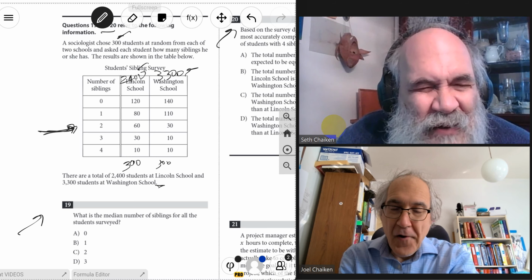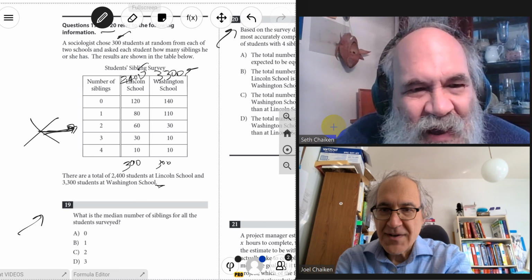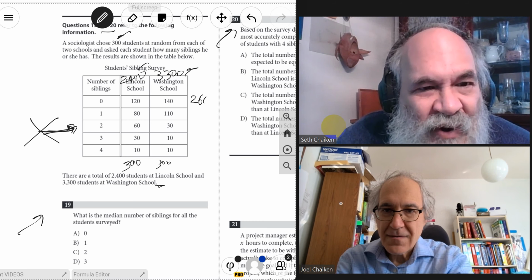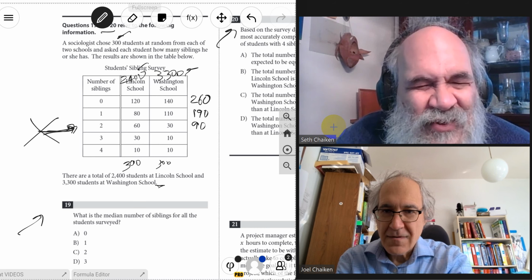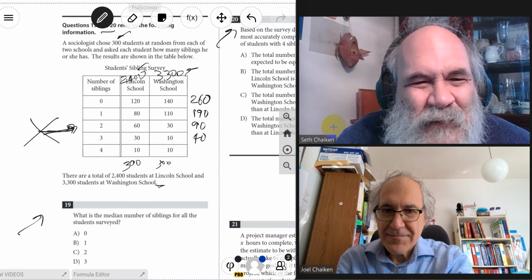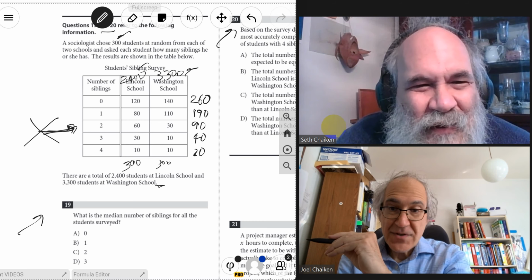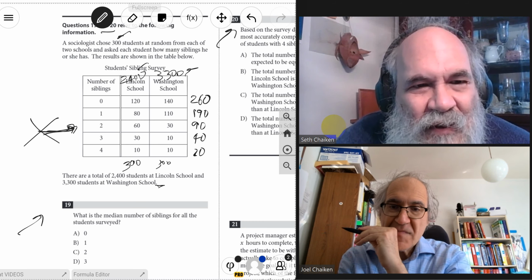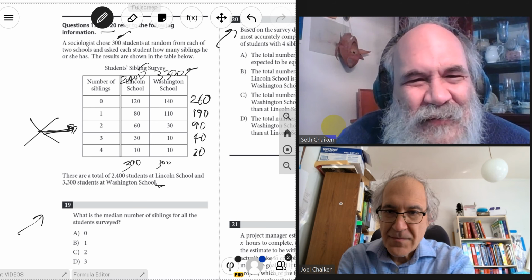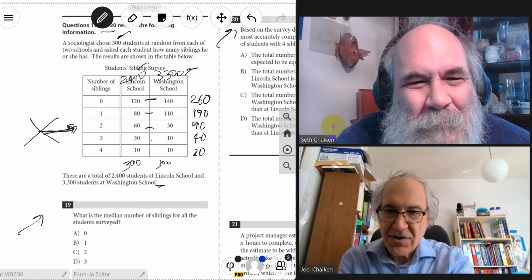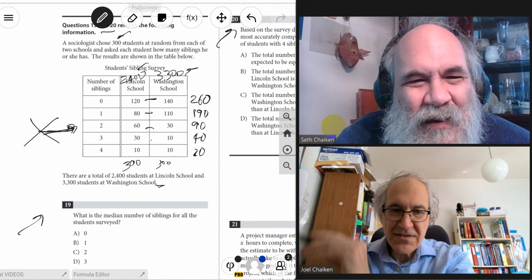Okay, notice it refers to the students surveyed. Which means the 2,400 and 3,300 data are irrelevant to this question. Absolutely correct. So, the calculator work certainly helps here. What are those funny numbers on the right? These are the sum, because it's the total students surveyed. So you have to sum 120 and 240 to get 260 because we're going to need that number.